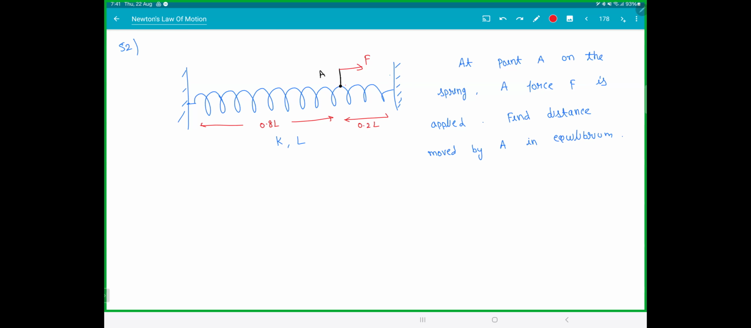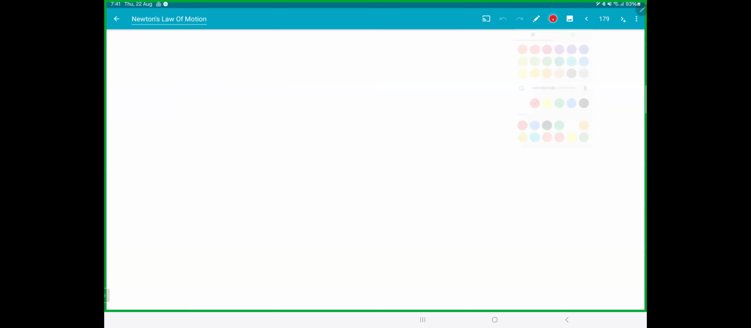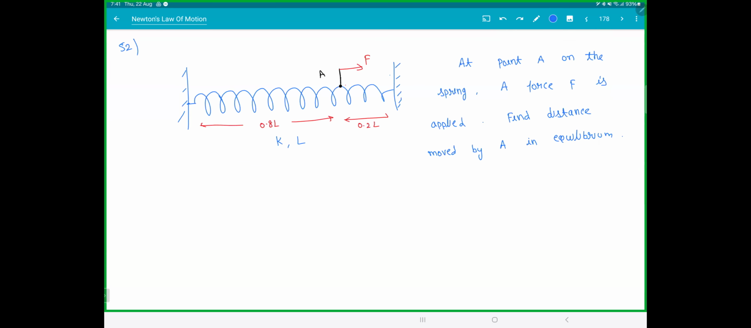Hmm, let's see. So the catch here is, since the left part and right part are behaving a little differently, cut them. You treat them as two different springs. So I have one spring of 0.8 L and another spring of 0.2 L. Let the spring constant be K1. The moment you cut it, the spring constants will change.